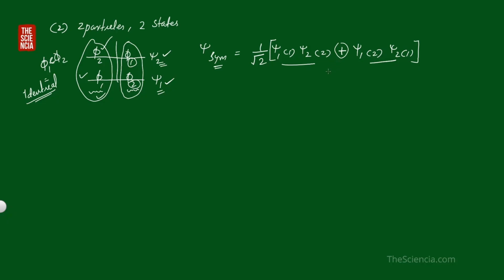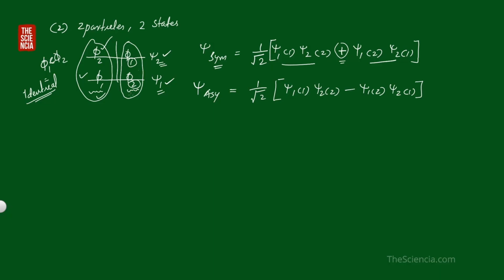That is the symmetric combination. Now I can consider the asymmetric wave function. Nothing else changes, 1 by root 2, only the sign will change. That is psi 1 of 1, psi 2 of 2 minus psi 1 of 2, psi 2 of 1. So this is the corresponding asymmetric wave function for these two particles in two states.